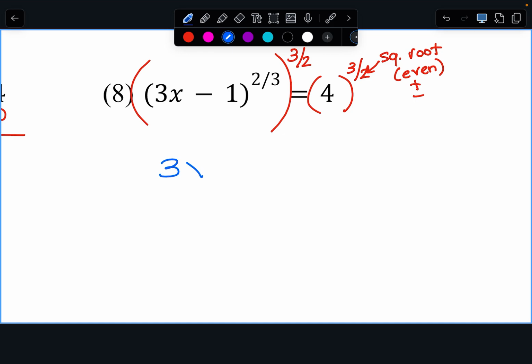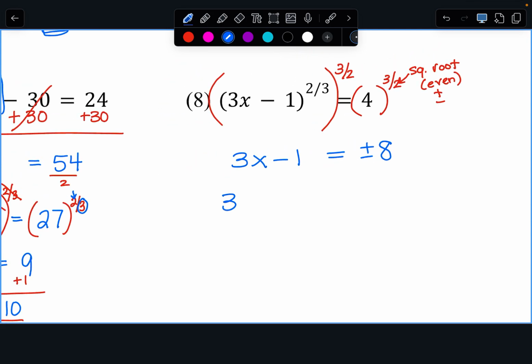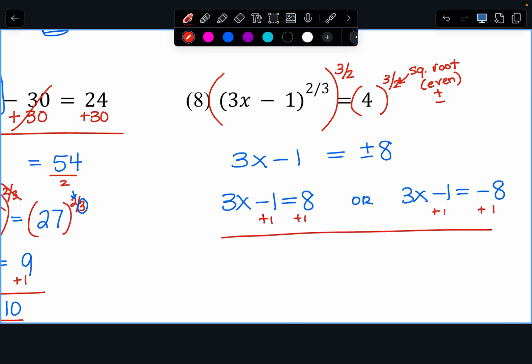So we have 3x minus 1 equals plus or minus, what's the square root of 4? 2. And then 2 times 2 times 2 is 8. So when you do this, you have 3x minus 1 equals 8, or 3x minus 1 equals negative 8. That's what that plus or minus means. It could be the positive version or the negative version. And then you can solve just like before.